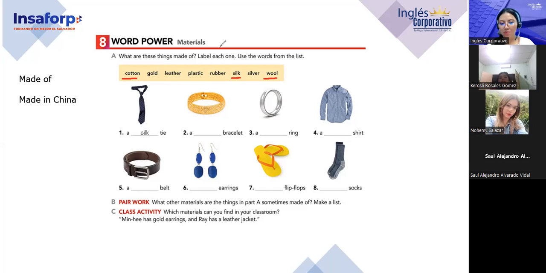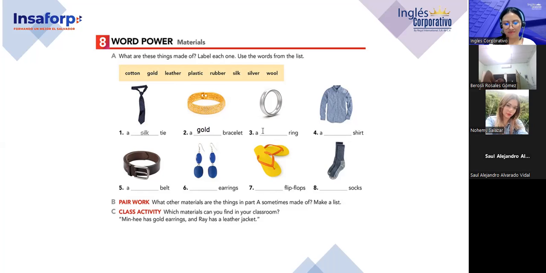Okay, so can you help me out? Completemos, a ver qué tal nos va. Saúl Alejandro, what do you think about number two? ¿Qué piensa de la dos? What is the material of number two? Number two is gold. Okay, class, do you agree with that? ¿Están de acuerdo? Is this a gold bracelet? Yes or no? Yes, it is. Noemi, what do you think about number three? What is the material?